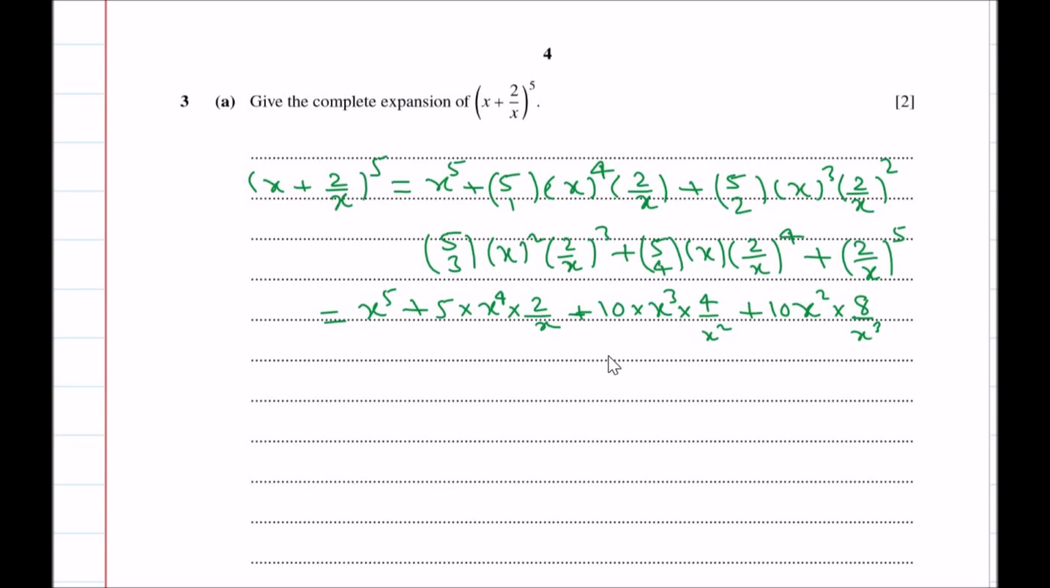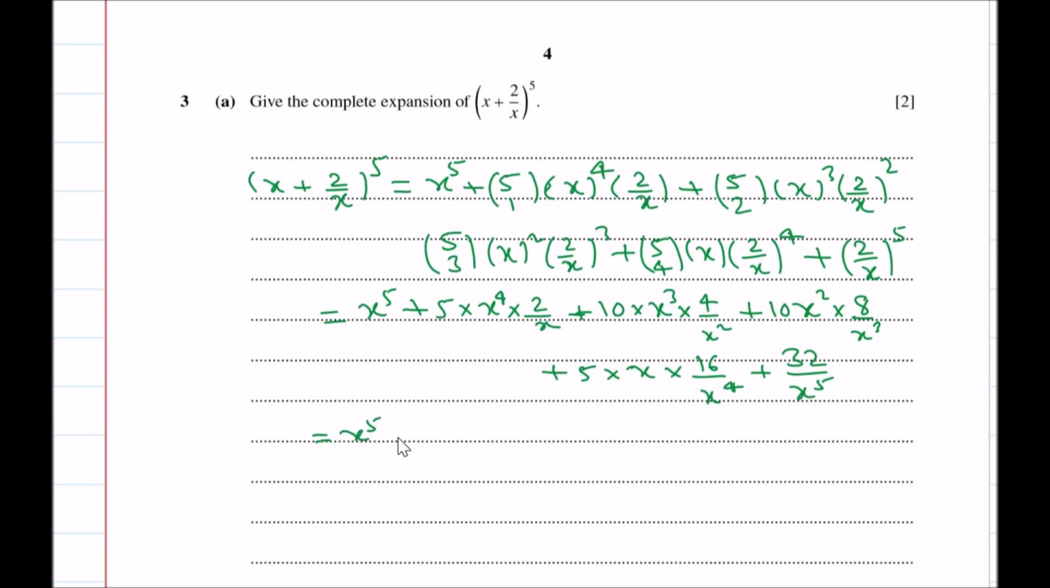Plus now the next term, 5C4 is 5, so plus 5 into x into (2/x) to the power 4, so 2 to the power 4 is 16 and x^4 in the denominator, plus the last term, that is 2 to the power 5, so that is 32 and by x^5. Okay. Now let us simplify it further.